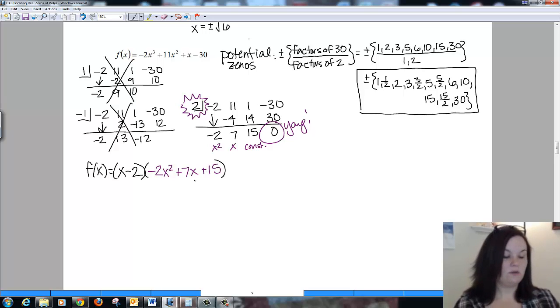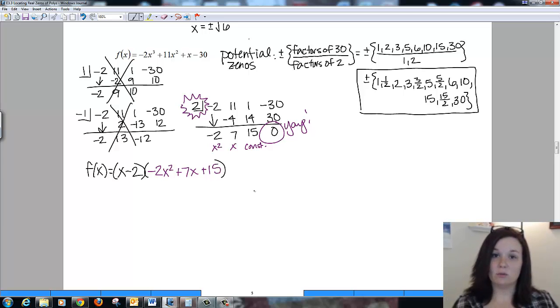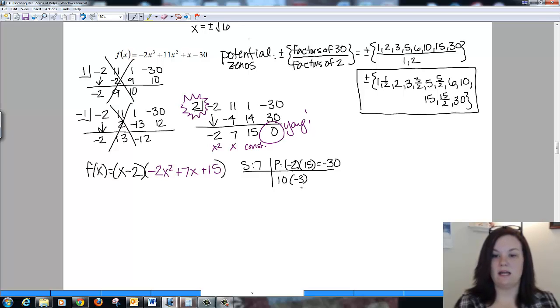To do that, I'm going to try sum product, see if it's factorable. If it's not factorable, then I'm going to have to do the quadratic formula. To do sum product, I need a sum, which is always my middle coefficient of 7, and my product, which is my leading coefficient times my constant. So -2 times 15 is -30. Something that multiplies to -30 that I can combine to 7 would be 10 and -3, right? 10 and -3 multiplied give me -30, and 10 minus 3 gives me 7.